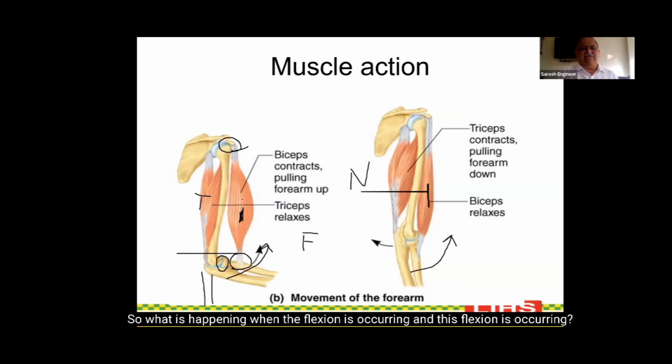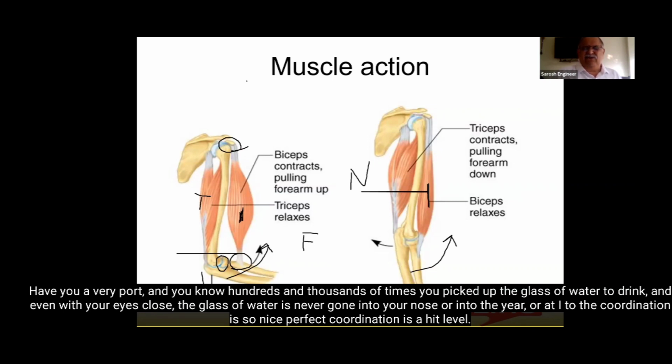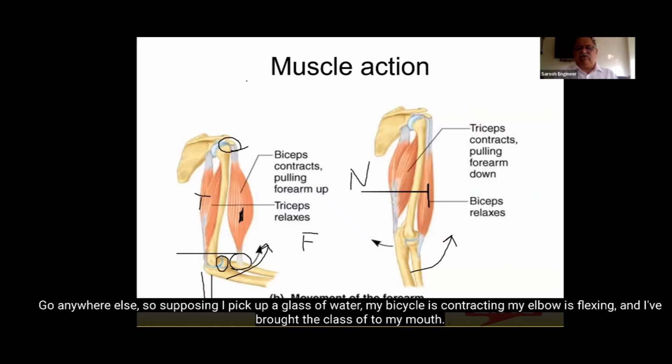And this flexion is occurring, let's say, for example, because I want to bring the glass of water towards my mouth. Have you ever thought that, hundreds and thousands of times you have picked up the glass of water to drink, and even with your eyes closed, that glass of water has never gone into your nose or into the ear or the eye. So the coordination is so nice. Perfect coordination is there. It will never go anywhere else. So supposing I pick up a glass of water, my biceps is contracting, my elbow is flexing, and I brought the glass to my mouth.